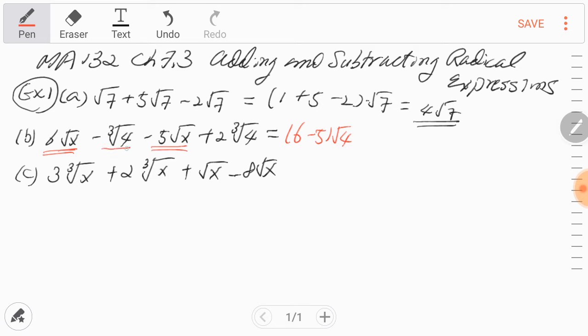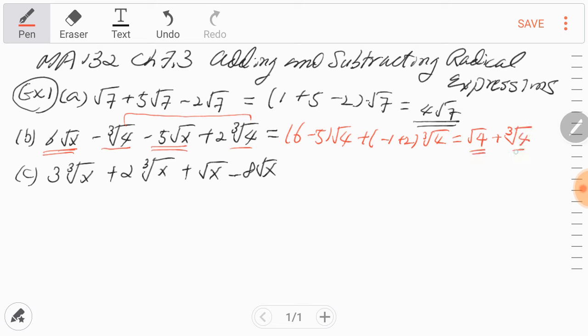And the others are what? Cube root of x, cube root of x. So we can combine these two. So plus negative 1 plus 2 cube root of x. Now that is equal to square root of x. 6 minus 5 is 1, so square root of x. And negative 1 plus 2 is positive 1. So plus cube root of x.